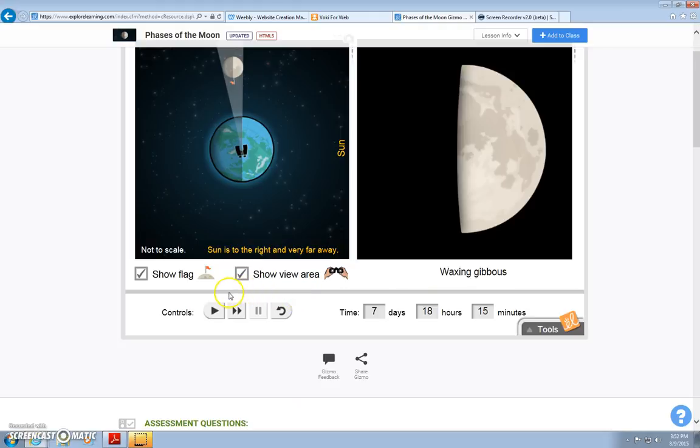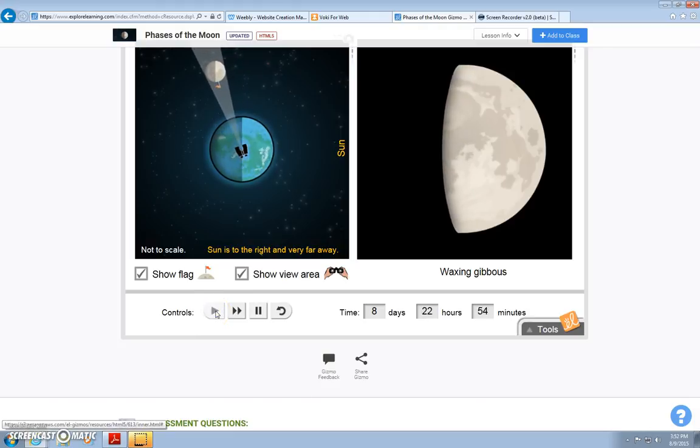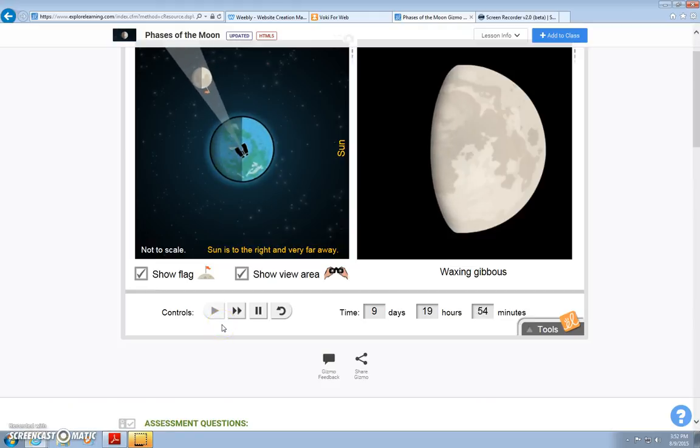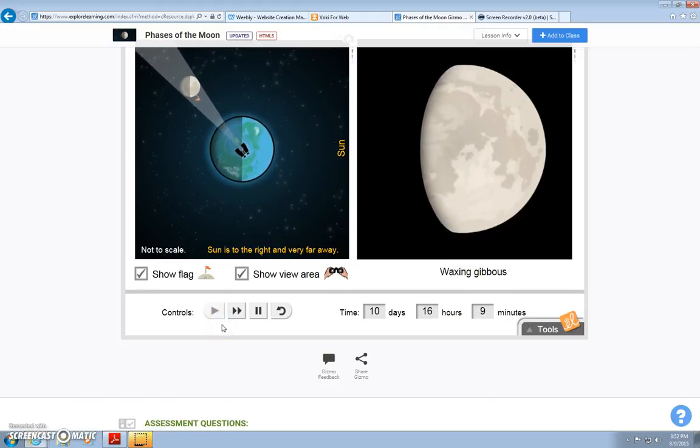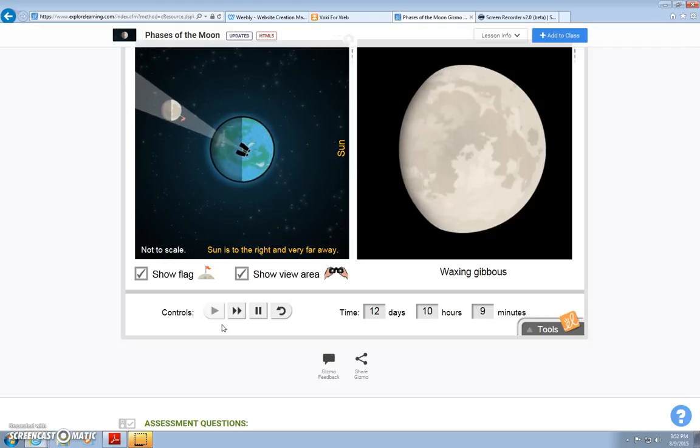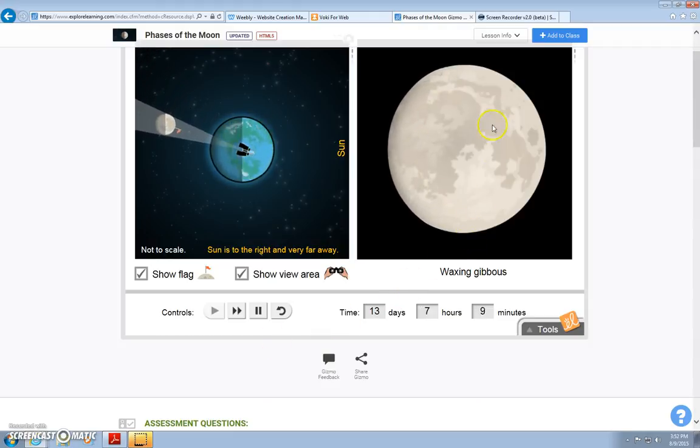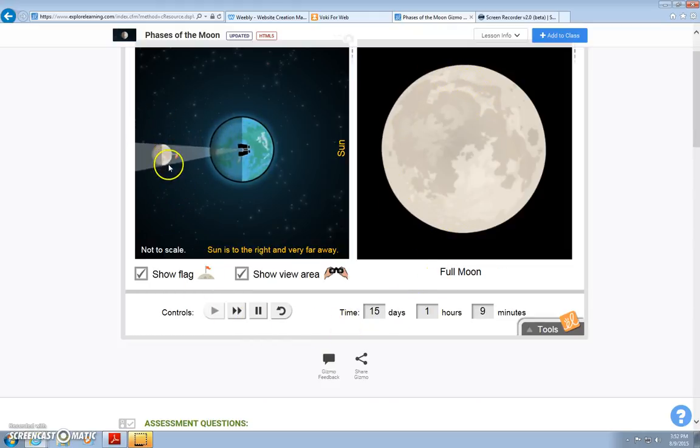Another important feature that I want you guys to take notice of is the pause, fast forward, and redo button. If you press this play button, not the pause button, excuse me, it's going to show you how the moon orbits in respect to the Earth, and then also what you're going to be seeing from Earth.